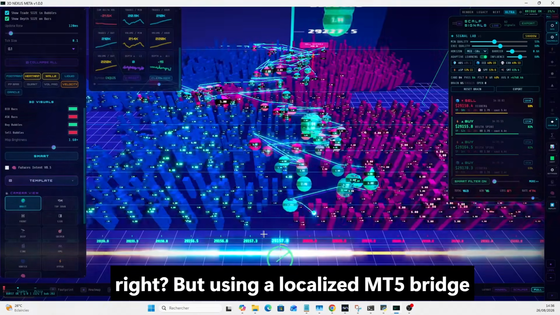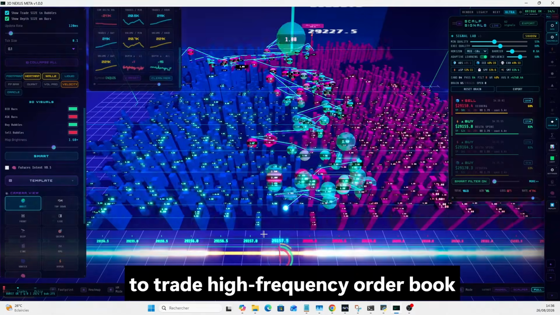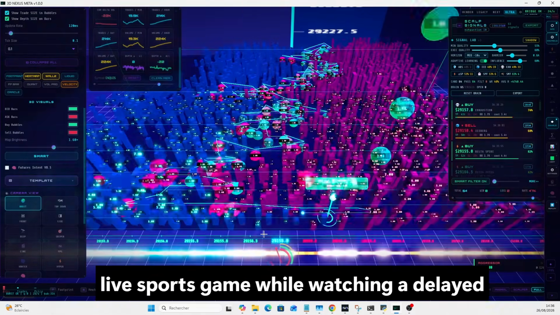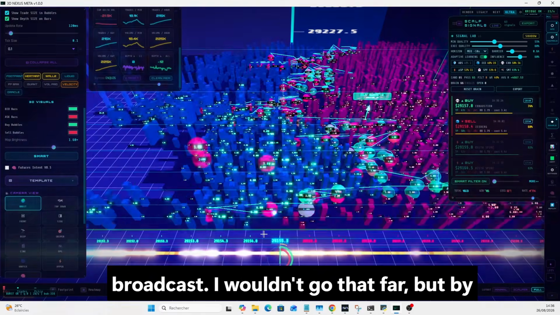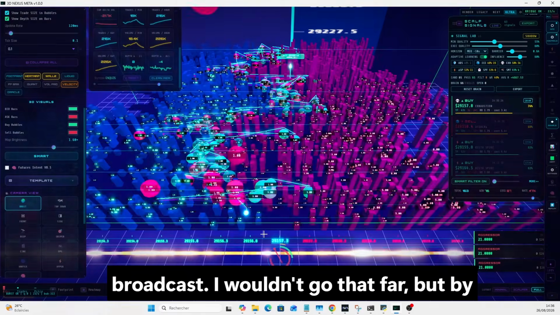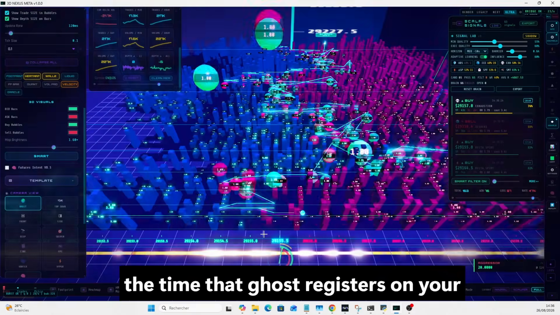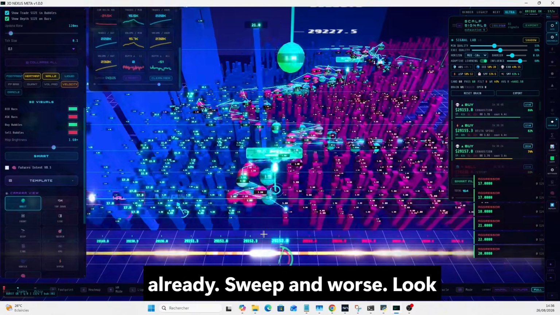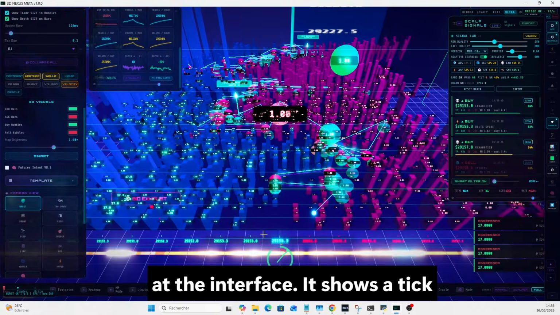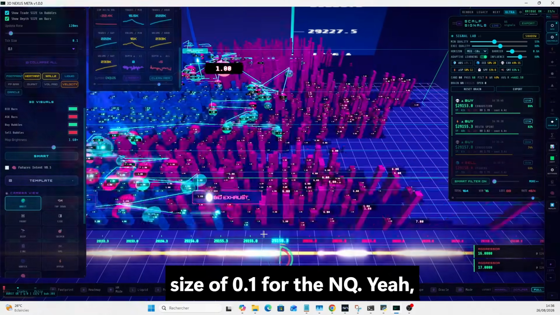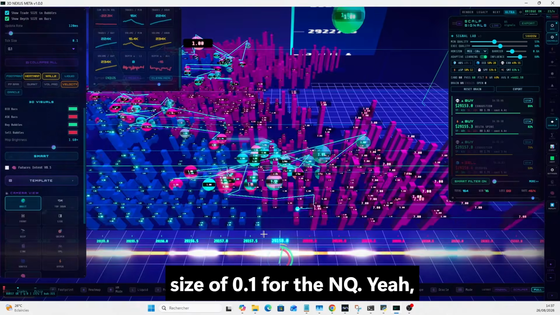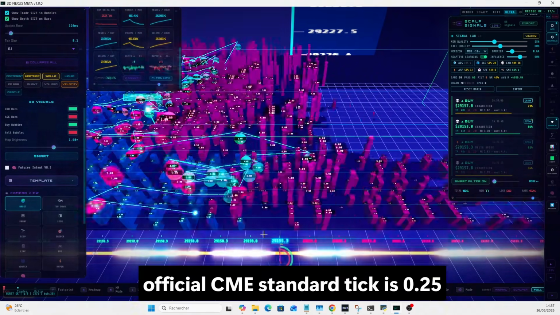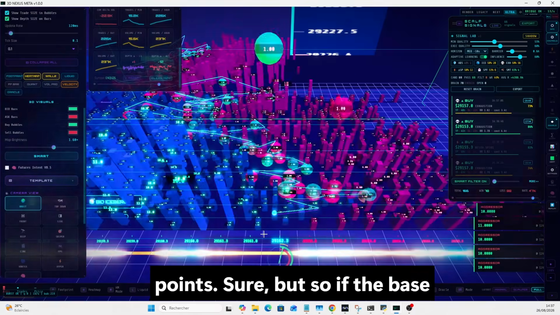Right, but... Using a localized MT5 bridge to trade high-frequency order book microstructure, that's like betting on a live sports game while watching a delayed broadcast. I wouldn't go that far. But by the time that ghost registers on your screen, the institutional algorithm has already executed its sweep. And worse, look at the interface. It shows a tick size of 0.1 for the NQ. Yeah, the NQ26 contract. Right, but the official CME standard tick is 0.25 points.